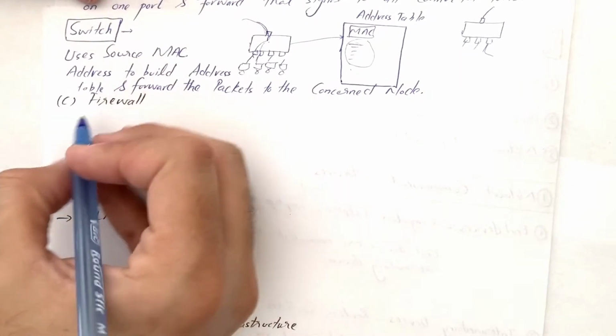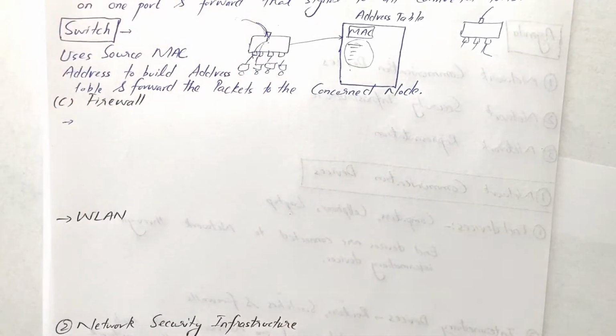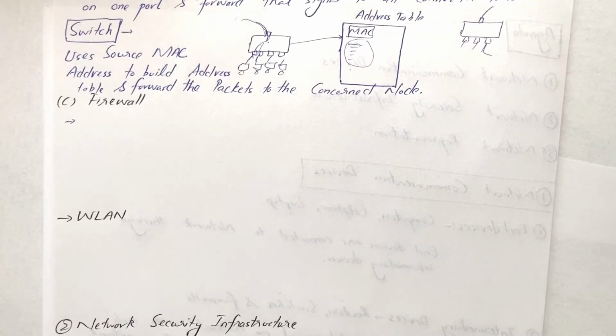Then we have the firewall. This is the third intermediate device, the firewall. Technically speaking, a firewall basically controls the traffic flow. We define certain rules, and then it controls the traffic according to the defined rules.